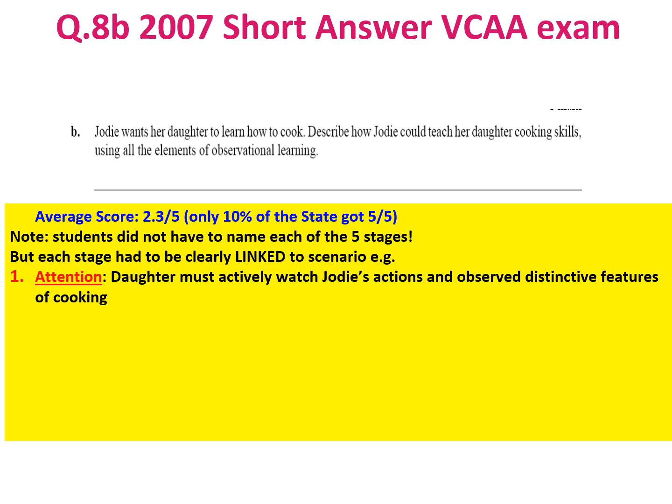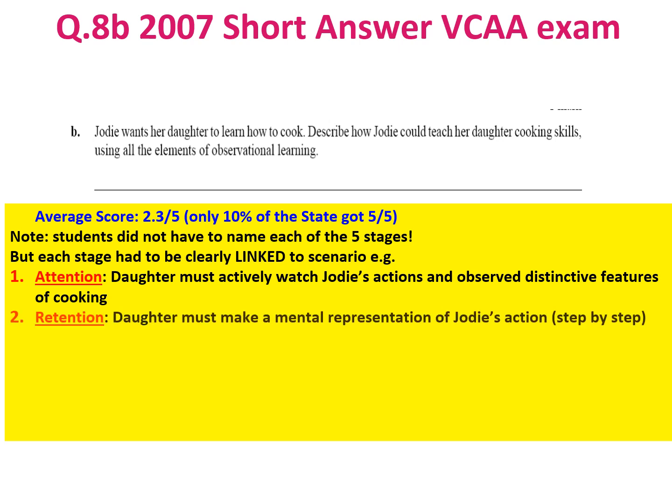In terms of attention, just saying that she watched doesn't cut it. What we need to mention is that the daughter is actively observing mum's actions and observing distinctive features. So we've got to go a bit beyond just saying watch. Then a lot of students simply said she remembers it, or she makes a mental representation. That's not linking it to the scenario. So make sure you say she's creating a mental representation of some of the cooking actions.